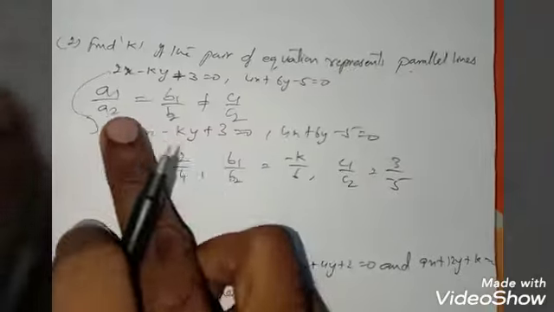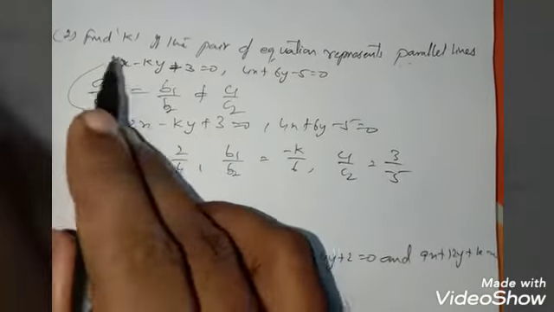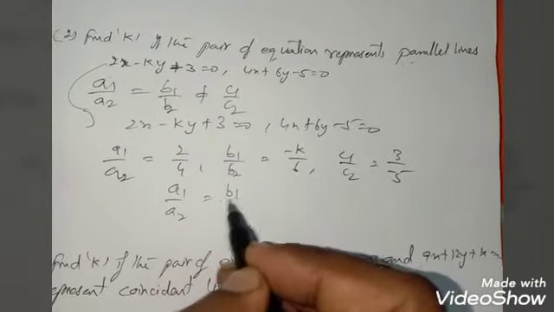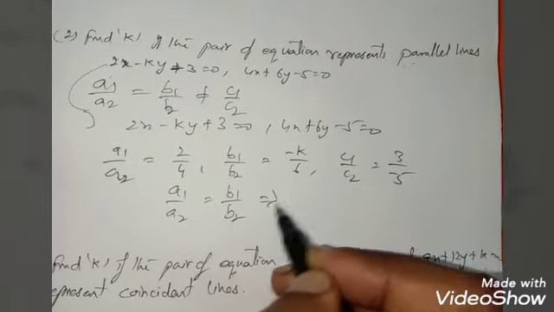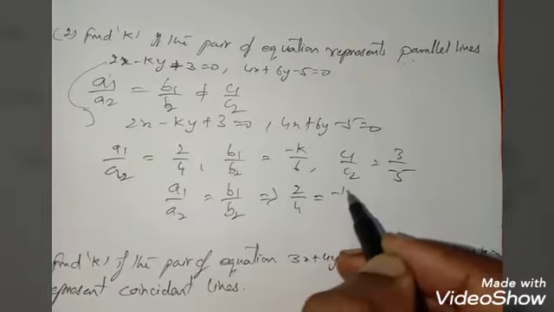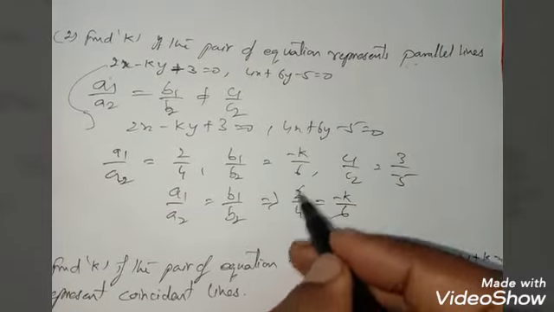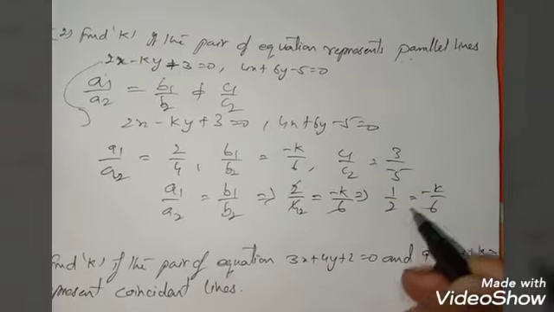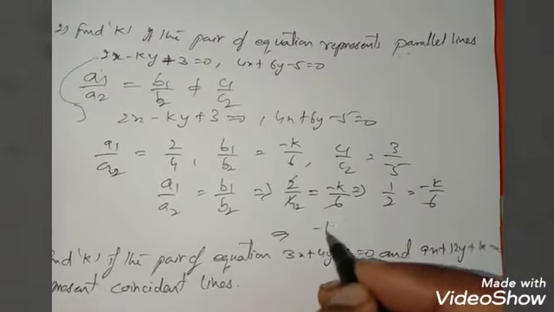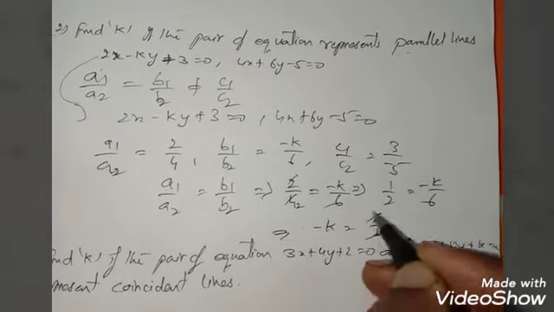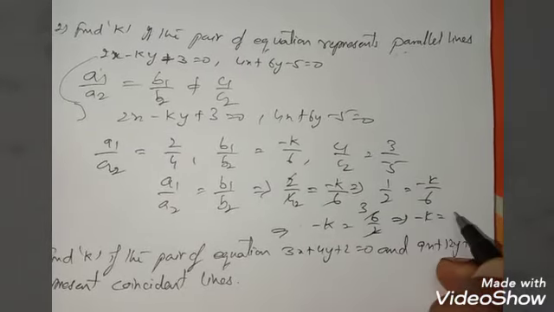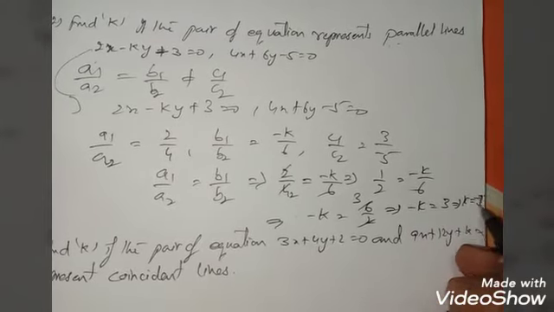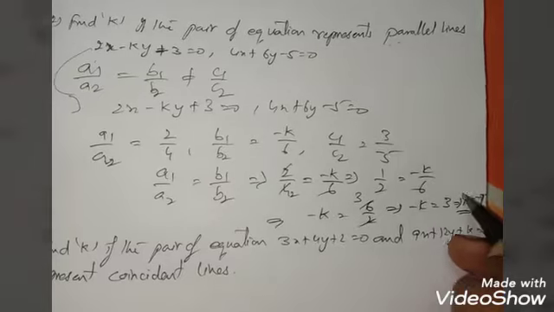As per the condition, I am taking only these two: a1 by a2 is equal to b1 by b2, that is 2 by 4 is equal to minus k by 6, right? Now 2 2s are, so you get 1 by 2 equal to minus k by 6. If I cross multiply, minus k is equal to 6 by 2. Now 2 3s are, so minus k is equal to 3. So k is equal to minus 3. So like this we are finding the missing terms, right?